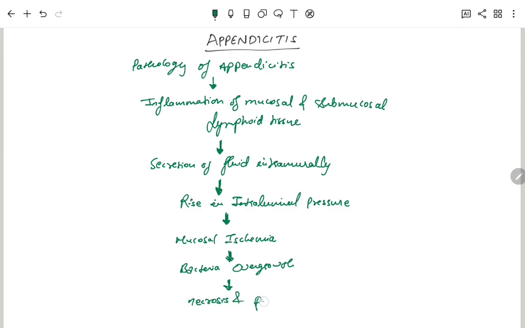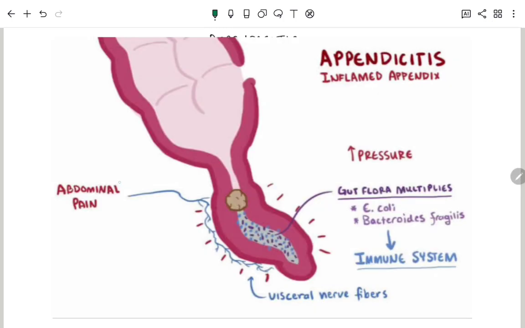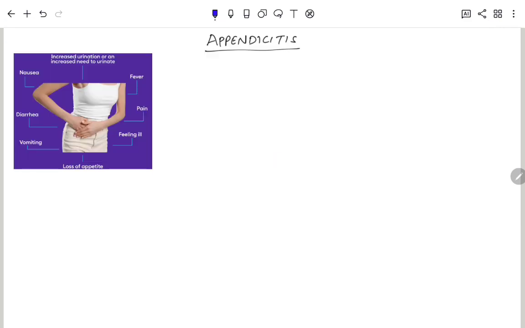As soon as the bacterial overgrowth happens, there will be necrosis, perforation, and therefore in some cases of the appendicitis in older age, there is gangrene and perforations type of thing. As you can see here, there is a bacteria growth.